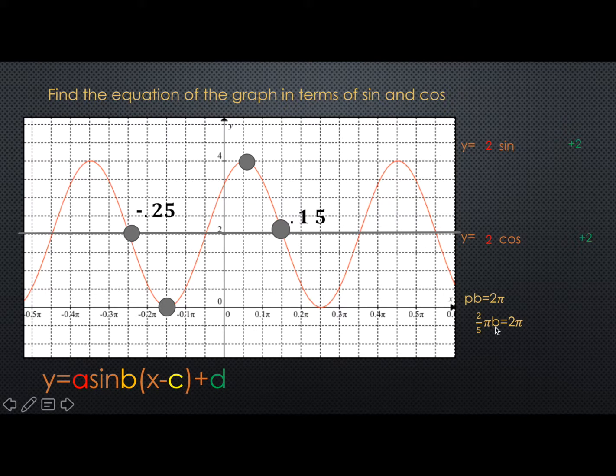We want to solve for b by multiplying both sides by the reciprocal. The reciprocal of 2/5 pi is 5/2 pi. These two cancel out. When you simplify, you get b equals 5.